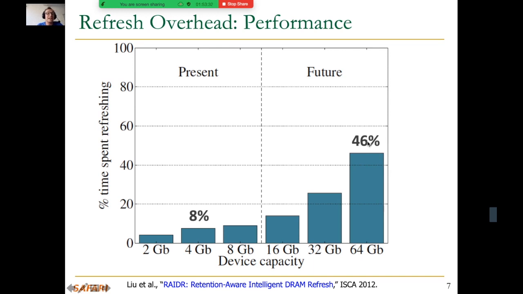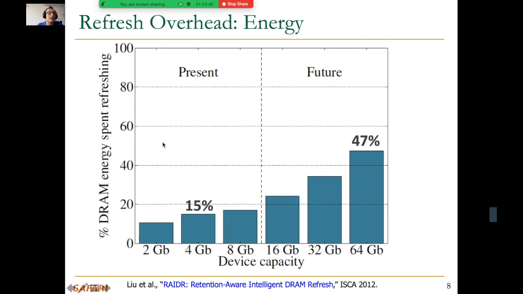46% is basically saying half of the time I cannot access this chip. That doesn't sound very good, right? Because it needs to do refresh, because it needs to retain data. Okay, so that doesn't sound good. And we said that that doesn't sound good, so we should have some solutions to this problem. So this is part of the problem. Energy is another part of the problem, basically.